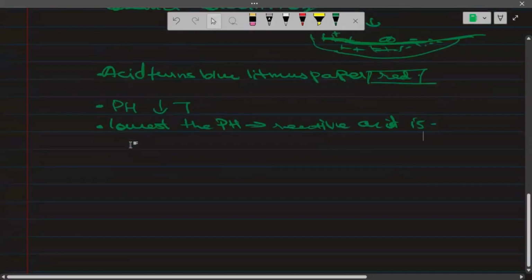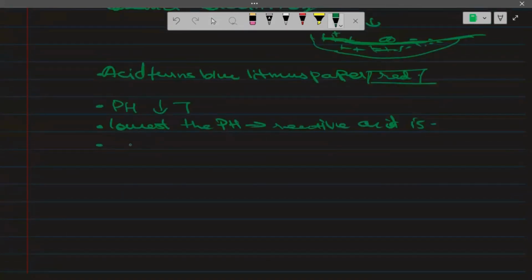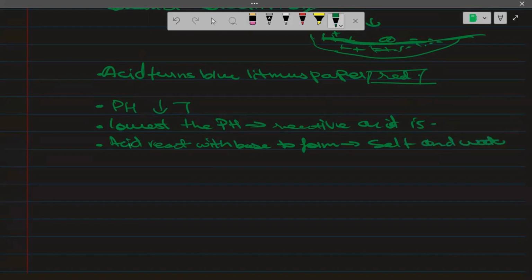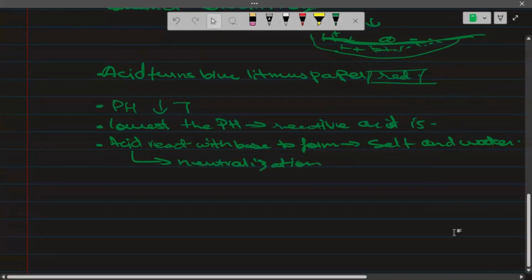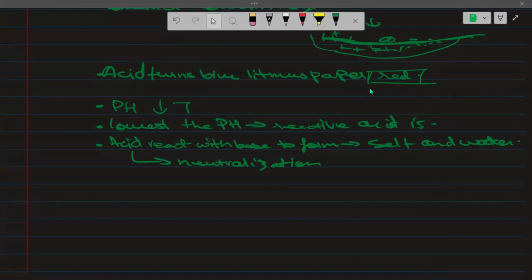And the other property of an acid is that acids react with bases to form salt and water. Okay, and this reaction is also known as neutralization. So these are some of the properties of an acid.